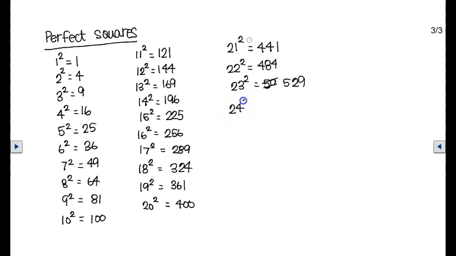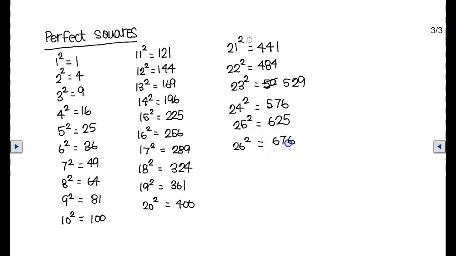24 squared is, I think 576. Yes, that's right, 576. 25 squared is 625. And then 26 squared is 676. Okay, now that's where we're going to stop.